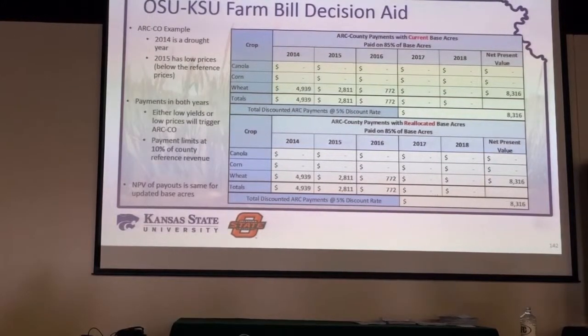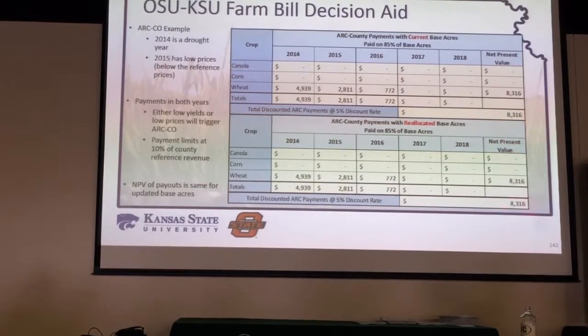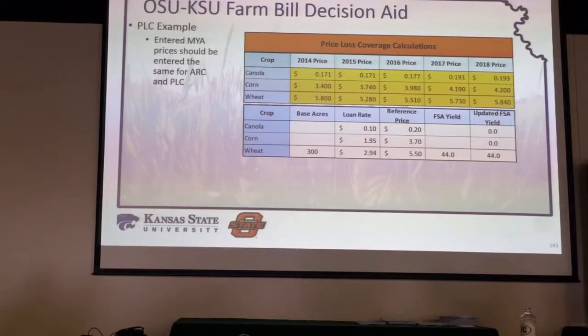Of course, you want to rerun it with a new set of assumptions. You've got to run it with high prices and low prices, etc., to get a feel for how these programs would work. And it gives you results both for a reallocated base and a current base. Since this farm cannot reallocate base, the numbers are the same. It also discounts the payments at a 5% rate. In other words, a payment here in 14 is worth more to you than a payment out here in 18. Okay? That's all that's saying.